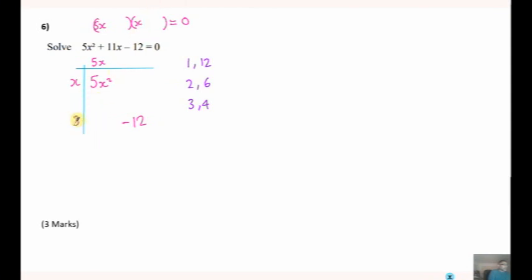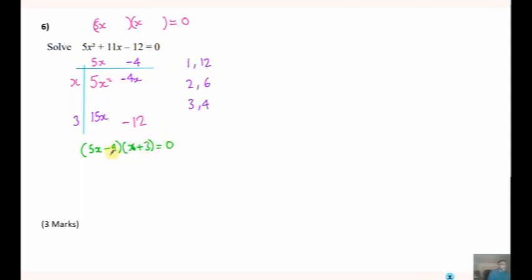this time put the 3 there and the 4 there, 4 times x gives me 4x, 3 times 5x gives me 15x. And you can see now, out of 15x and 4x, I can make 11 if I subtract. So to make it plus 11, I would need to take away the 4x, which makes that minus 4. And that has worked out now on the outside what my two brackets are. So what I'm actually trying to solve is 5x minus 4 in one bracket and x plus 3 in the other bracket.